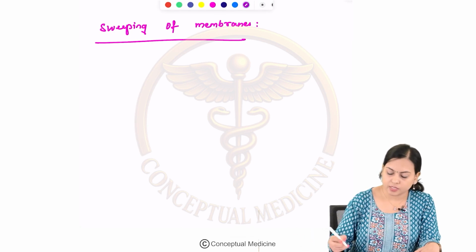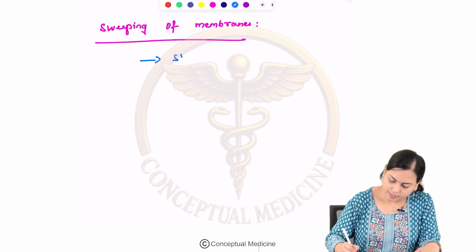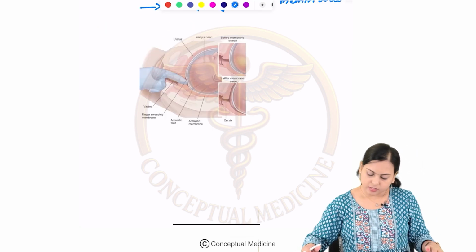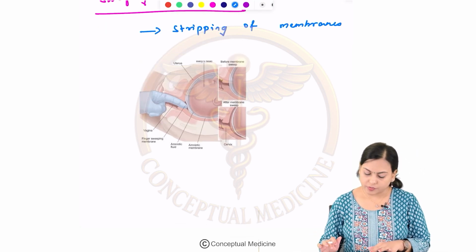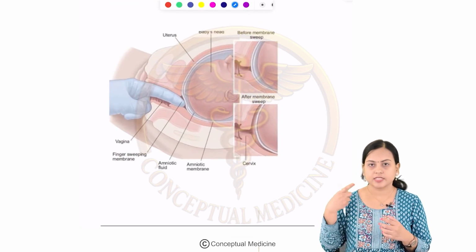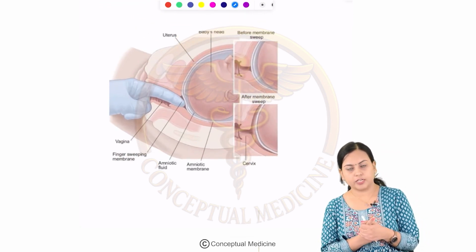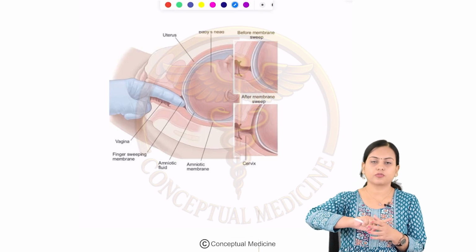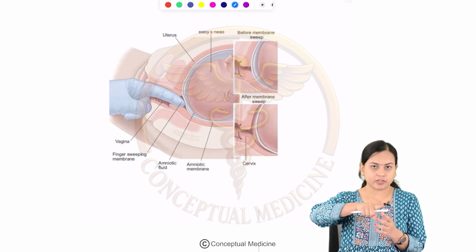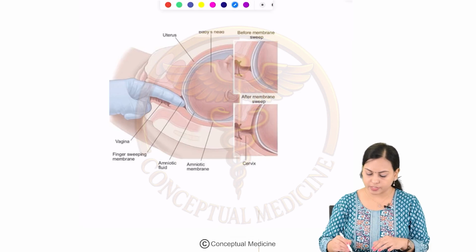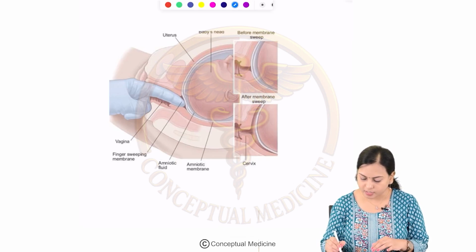Sweeping of membranes is also known as stripping of membranes. This is how we do sweeping of membranes. First, we insert a single finger through the vagina into the cervix and rotate through 360 degrees, making sure we strip off the membrane from the cervical wall.